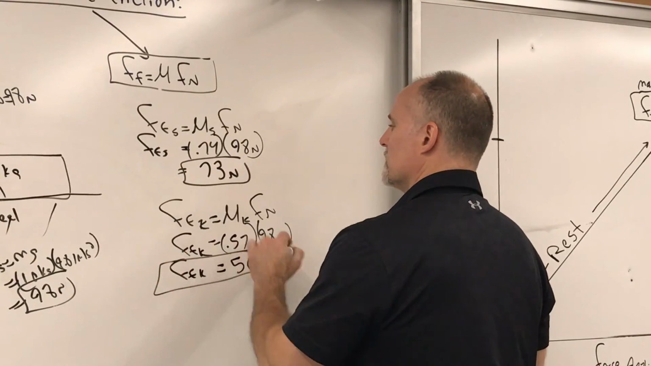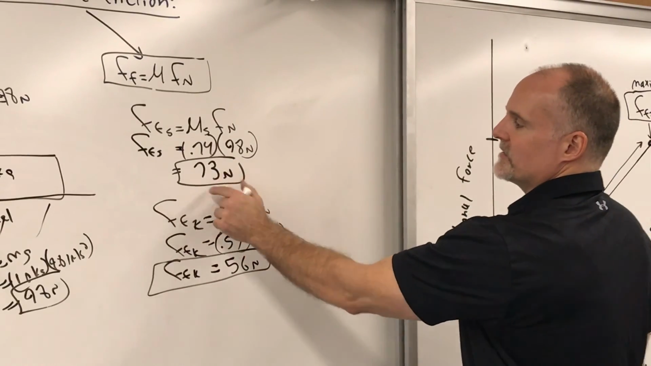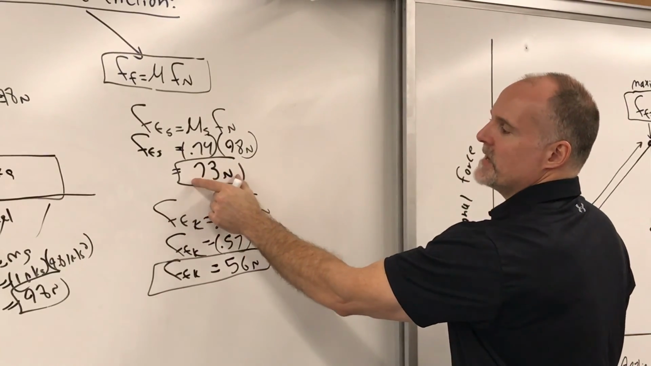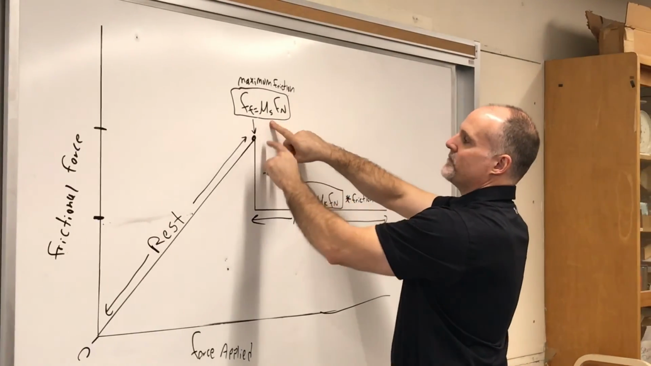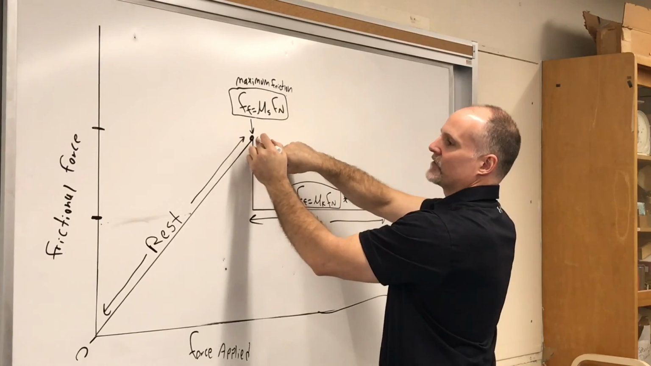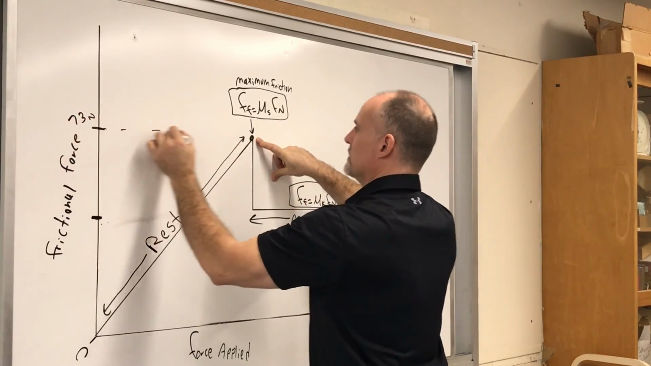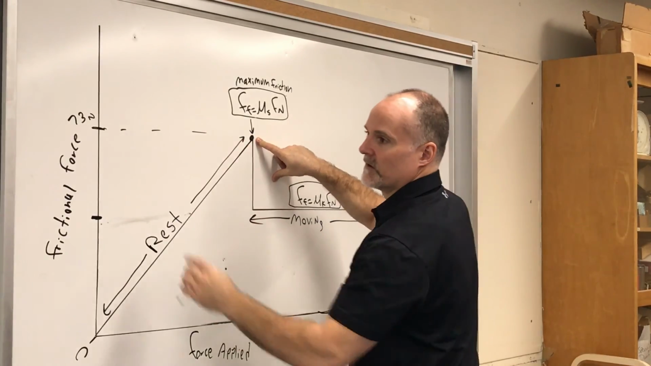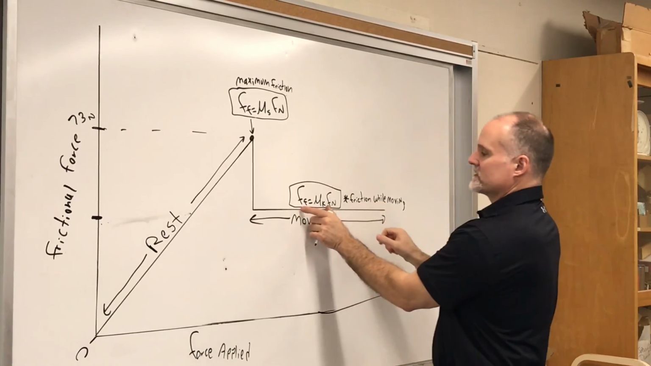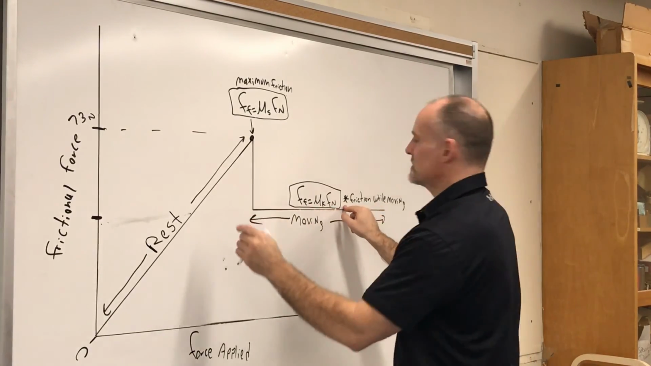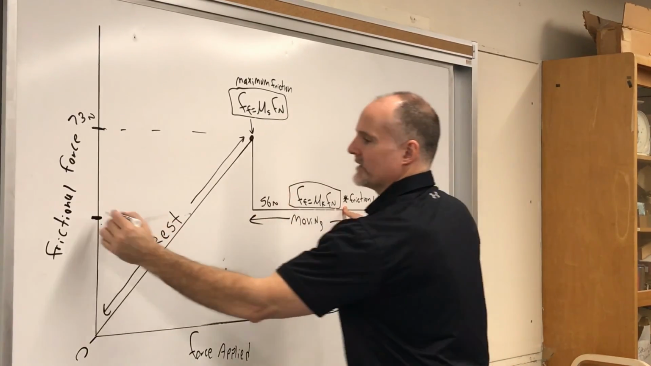Okay? So what are we going to do with these two values? Well, we know that the object isn't going to move until we apply a minimum of 73. So what we do is we look at this chart. The maximum friction you're ever going to encounter in this given situation is 73 newtons. Okay? Once the object is in motion, all you need, your friction is mu k Fn, which we established was 56 newtons. Okay, I'll write that value in here.